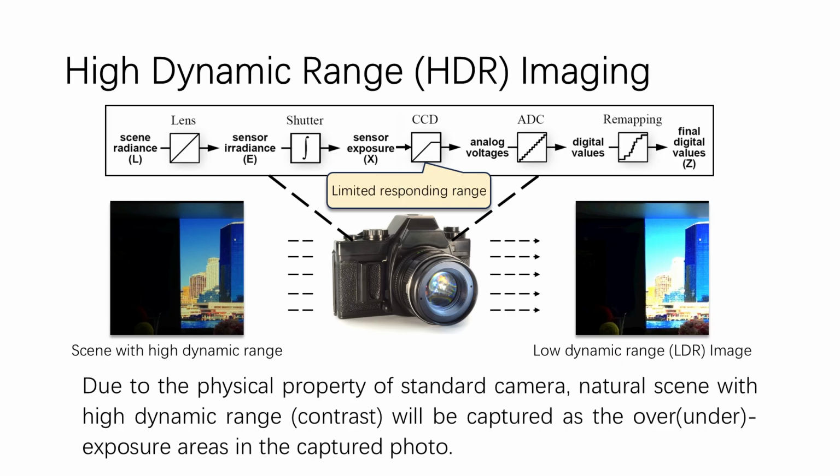Real-world scenes often exhibit a wide range of brightness, from shadows to highlights. However, standard cameras fail to capture the full range because of their limited responding range to irradiance. This leads to underexposed or overexposed patterns in captured photos. High dynamic range imaging is a technique that expands the range of light captured in a digital image, which is widely used in photography, computer graphics, etc.